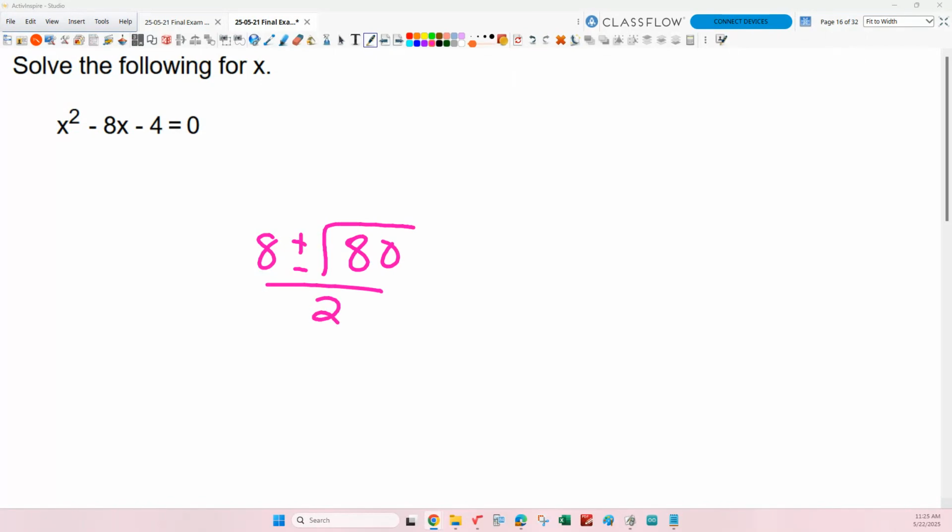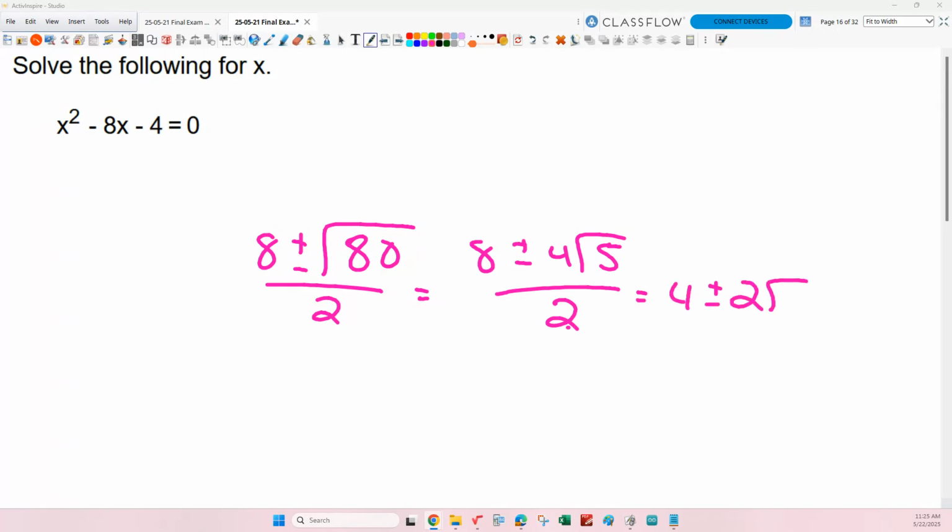Over 2. So then what did your square root simplify to? 4 square root of 5. Yeah, 4 square root of 5, over 2. So what was our last step then? Yeah, these are both even, so we can divide them by 2. So we get 4 plus or minus 2 root 5. And how many solutions do I have?